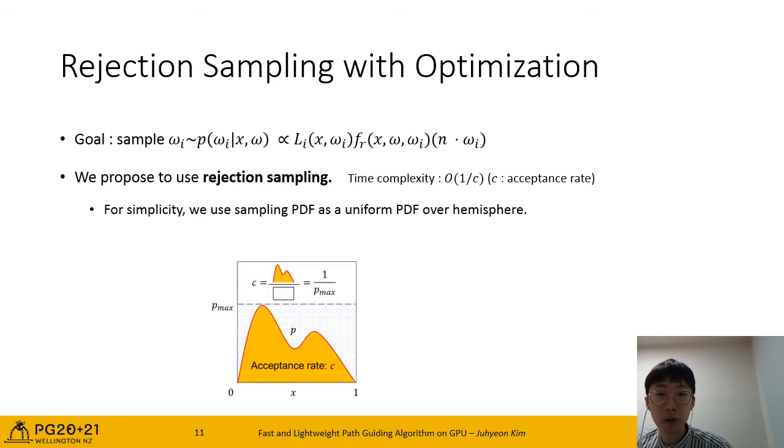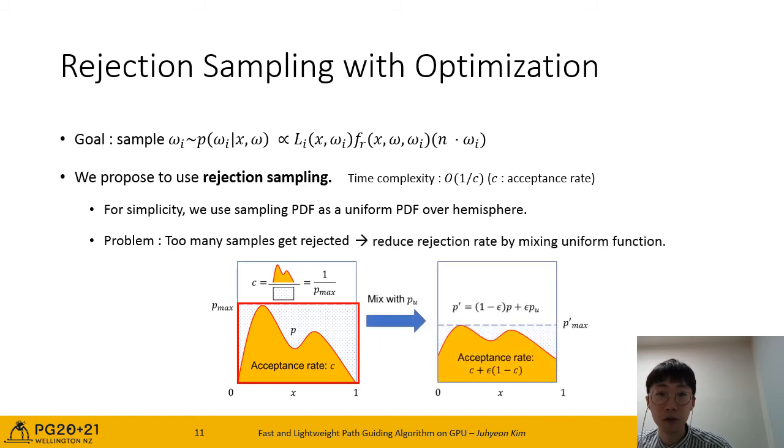This figure shows rejection sampling with a uniform PDF in the 1D case. We sample a point in the rectangular area and reject samples that are out of the target PDF, which is colored yellow. To maximize the acceptance rate, we only sample points whose Y value is smaller than Pmax, the maximum value of the target PDF. However, this method still rejects so many samples if the sampling PDF and the real PDF are largely different. Therefore, we propose a method to reduce the rejection rate by mixing in a uniform PDF.